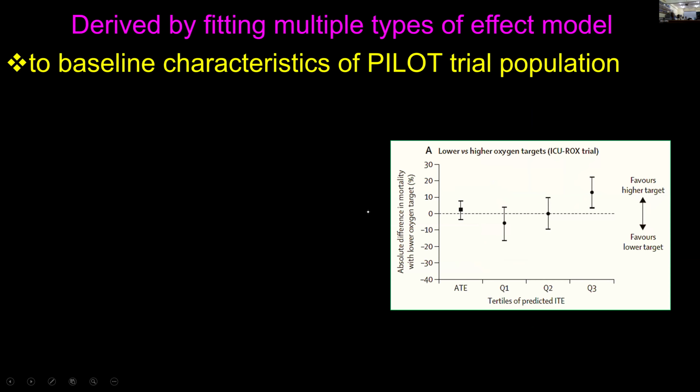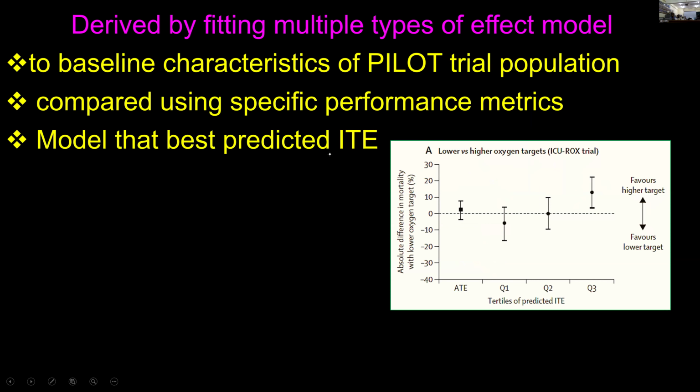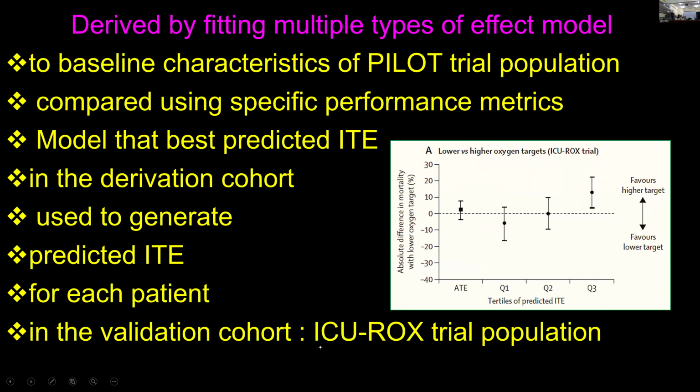So again, just to summarize, baseline characteristics of the pilot study were taken. You derived a model from that. That model best predicted ITE in the derivation cohort. And then you use that to predict individualized treatment effect for each patient in the ICU logs. So did it work well in ICU logs? Yes. It clearly showed that in the ICU logs study, the model derived from the pilot predicted very well.